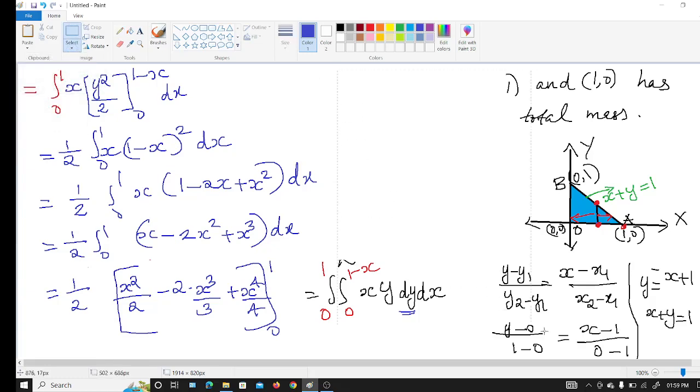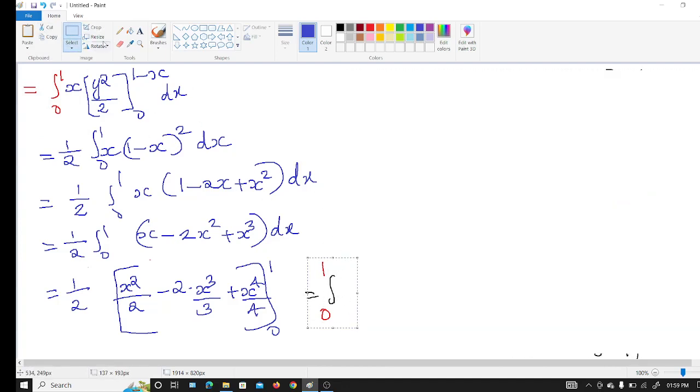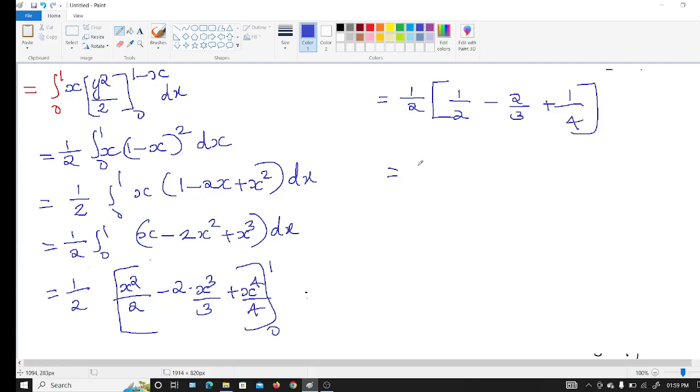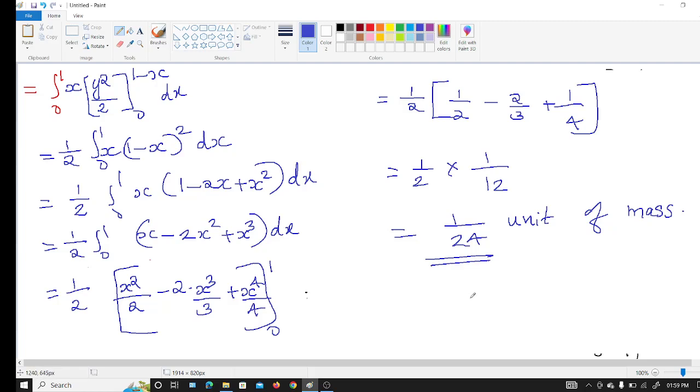Now, that is equal to 1 by 2 into (1 by 2 minus 2 by 3 plus 1 by 4). So this is equal to 1 by 2 into 1 by 12. So this is equal to 1 by 24 unit of mass. Okay, so the answer is 1 by 24. Okay. Now thank you all.